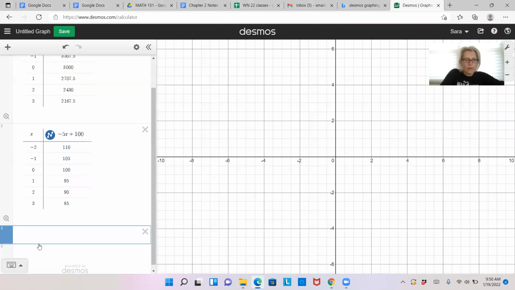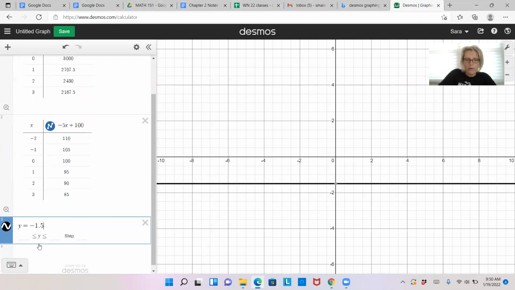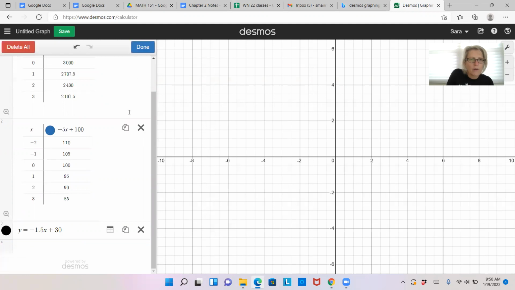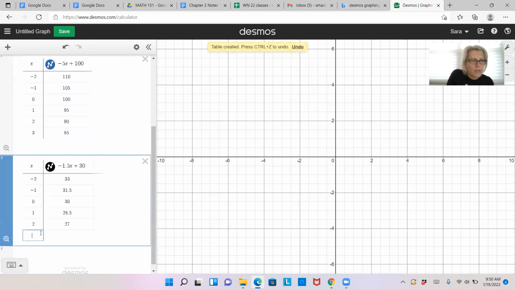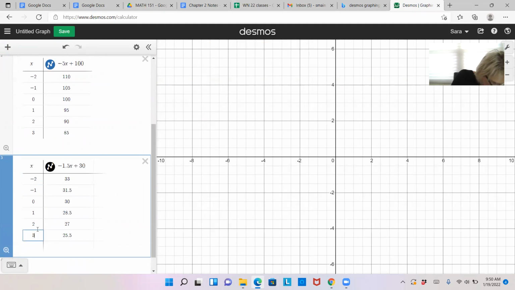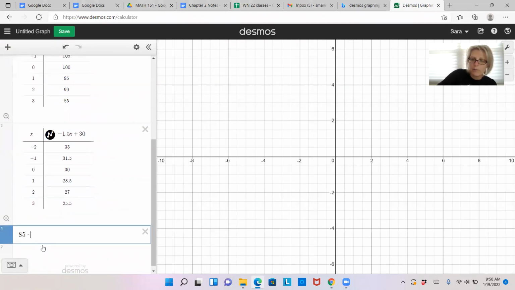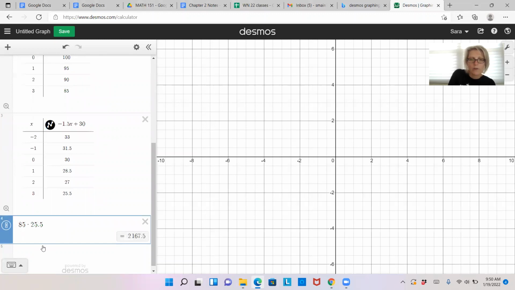And then if we look at our revenue function, which we said is a negative 1.5x plus 30, and we look at that table and we put in 3, the book is going to sell for $25.50 because we have a fixed cost of $30 per book. And so we're going to sell 85 books for $25.50. And so we could just take 85 and multiply that by $25.50, and we would get our $2,167.50. Pretty cool.